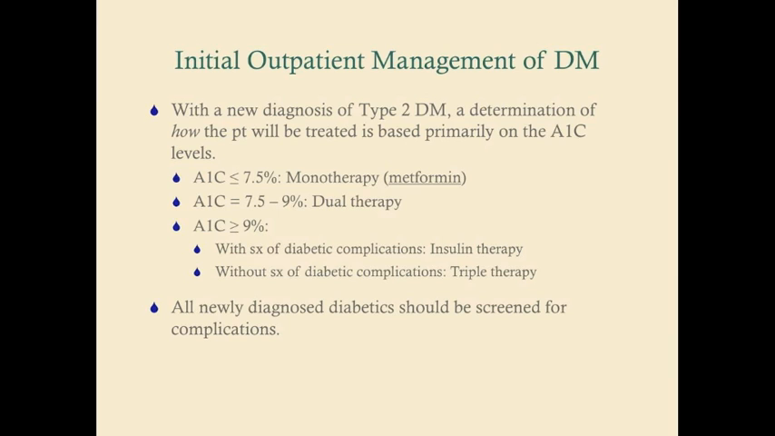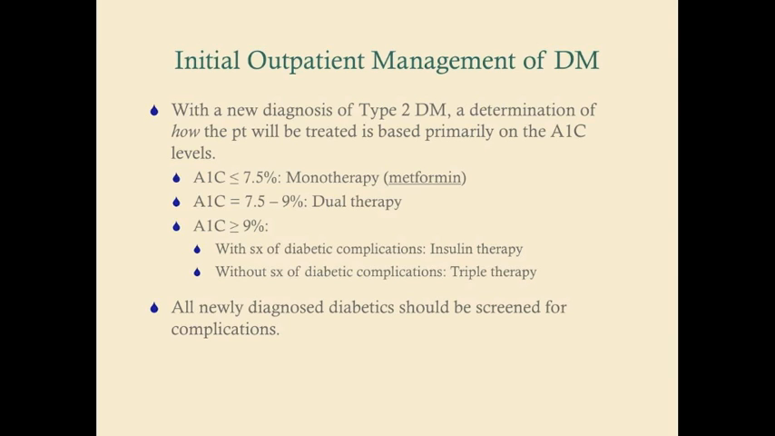When do we not use metformin? We don't use metformin when the patient has renal disease, liver disease, or lung disease, and that's because the number one side effect of metformin, or the number one dangerous side effect of metformin, is acidosis.